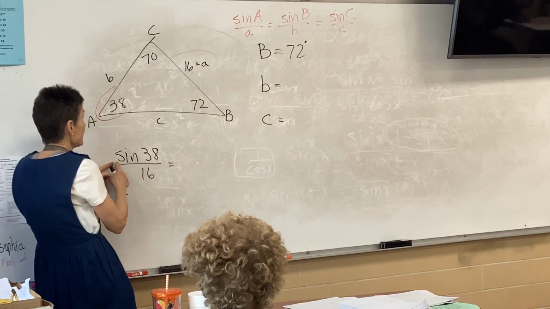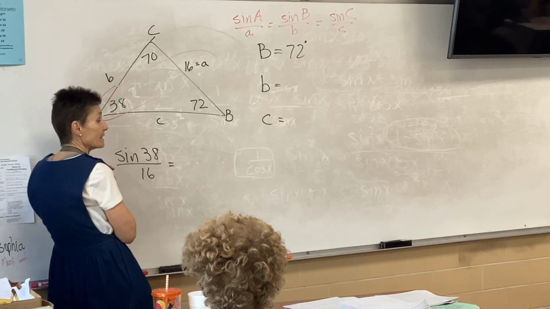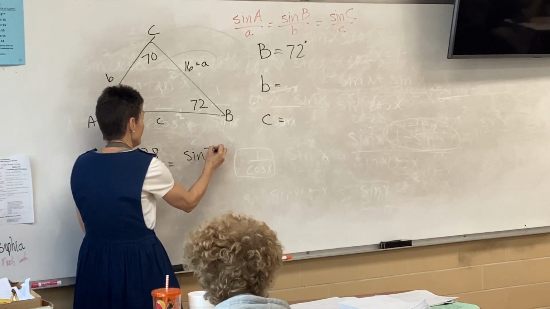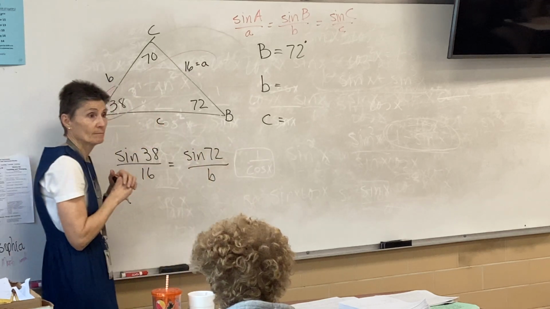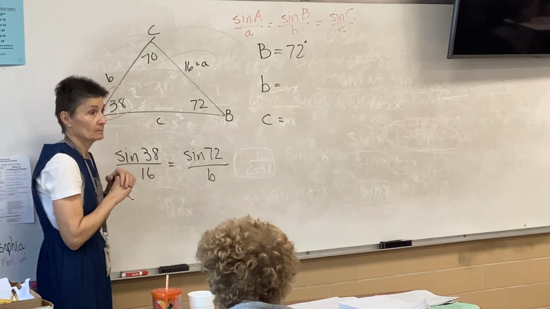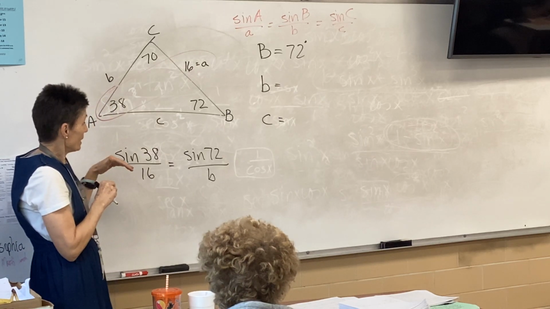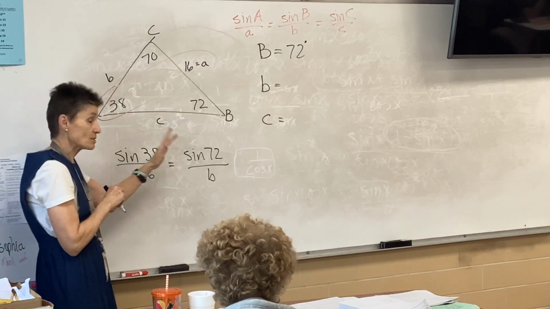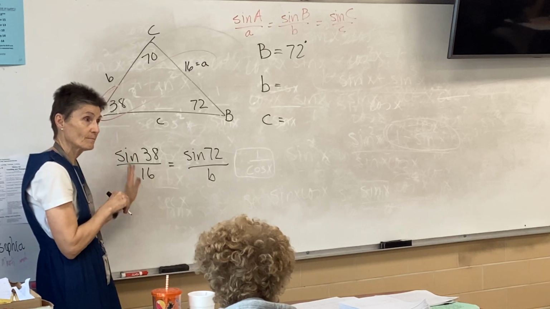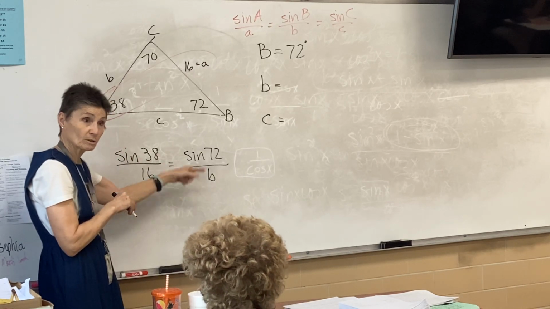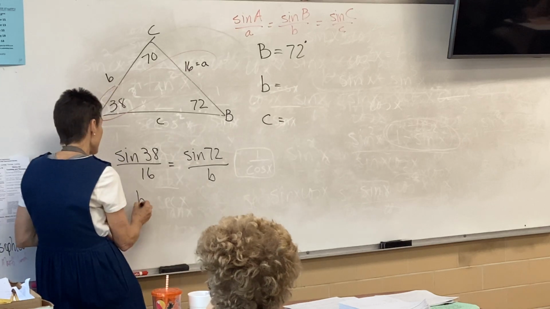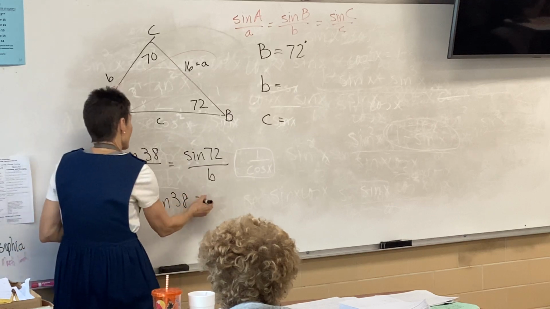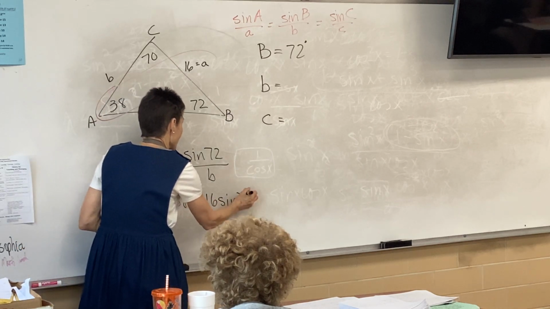So we have sine 38 over 16. What do you want to set that equal to? It doesn't matter. Pick one. B. Sine 72 over B. Now, is that solvable? Is that something I can solve? Yes, by cross multiplying. So B times sine 38 equals 16 times sine 72.